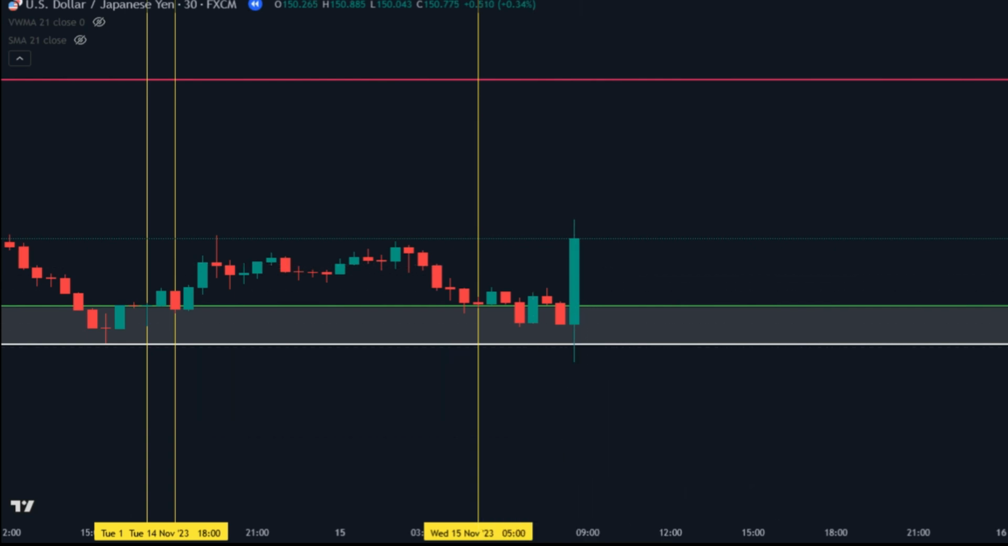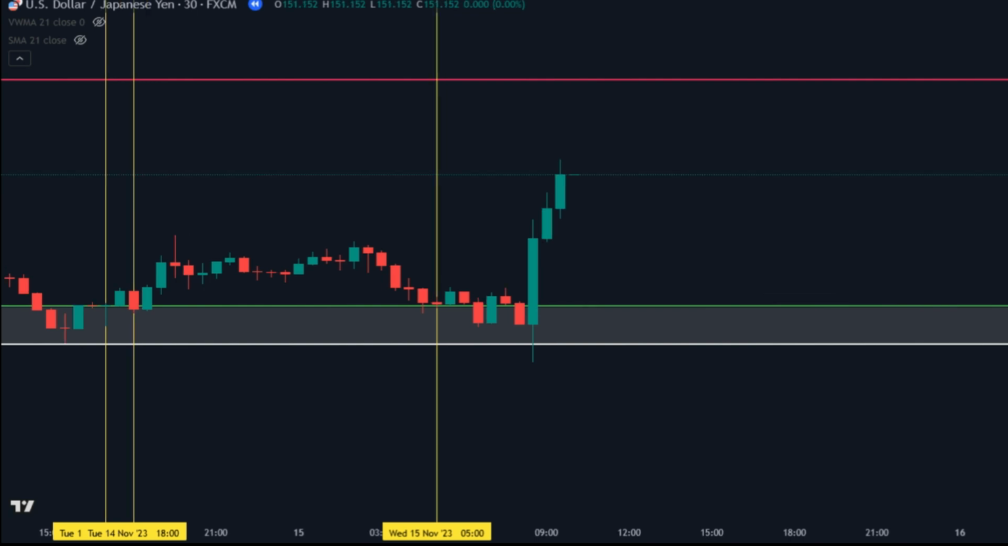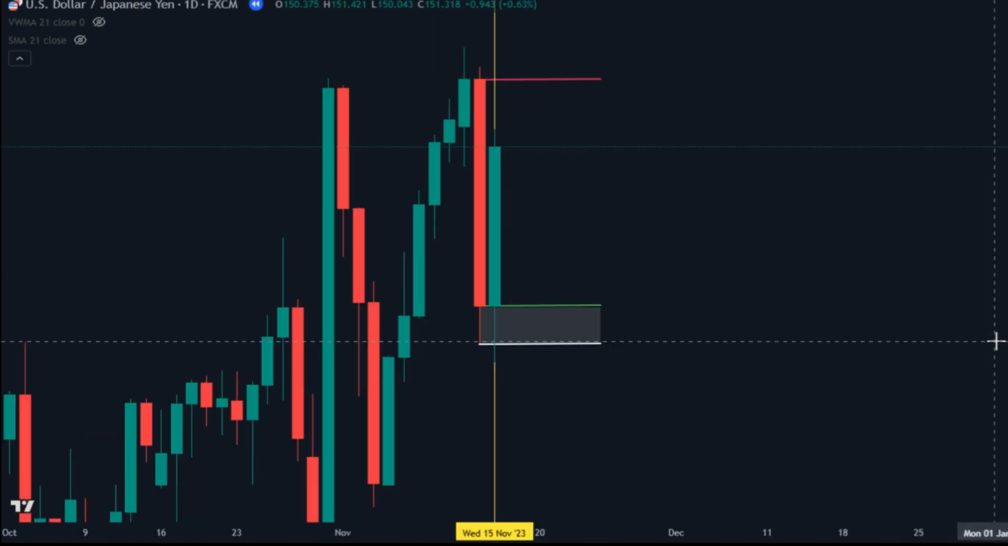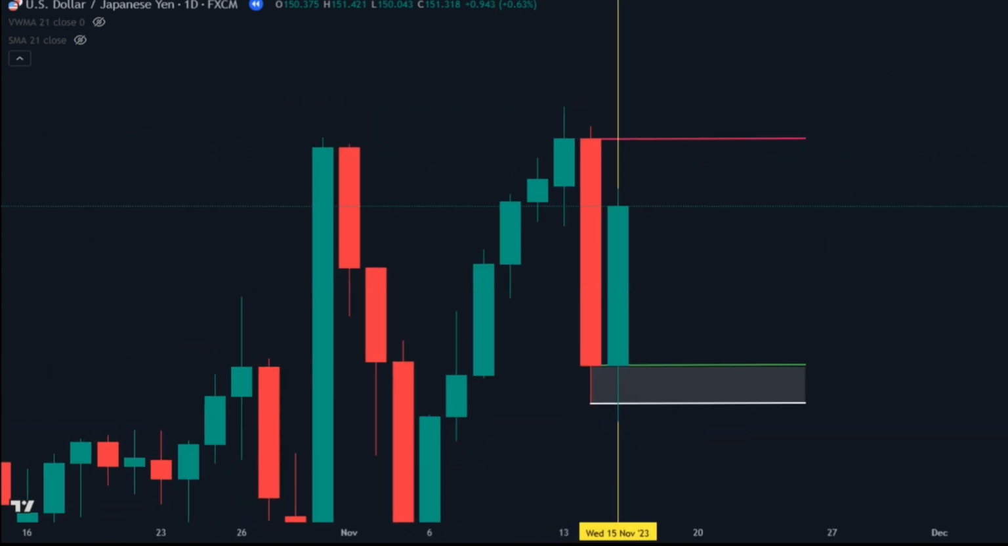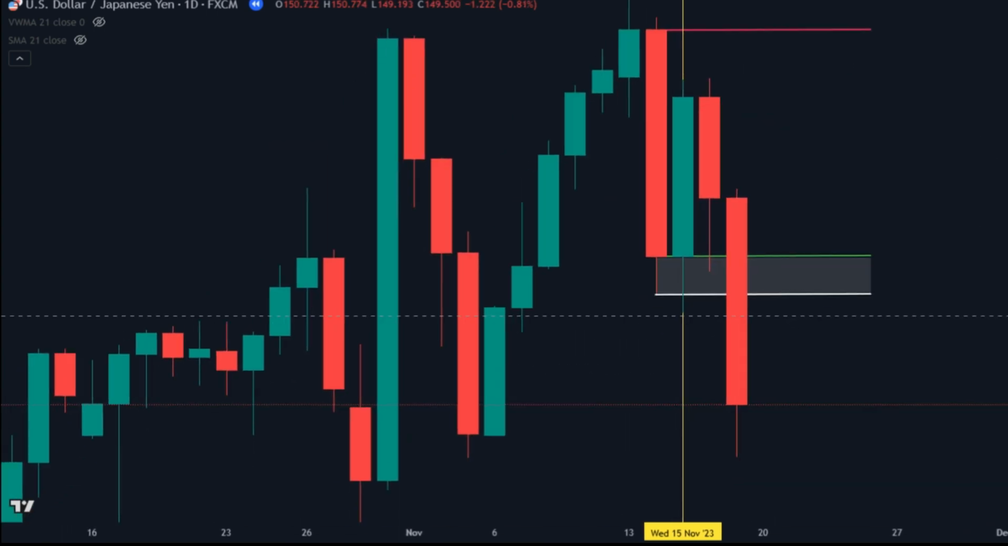On this occasion, the price did not cross, but it was after 5 AM. So there is no trade. However, if we had entered the trade, the price would easily hit the stop loss. Moving on to the daily chart. As explained, this is not a valid candle. And this is also not a valid candle. However, this is a perfect one.